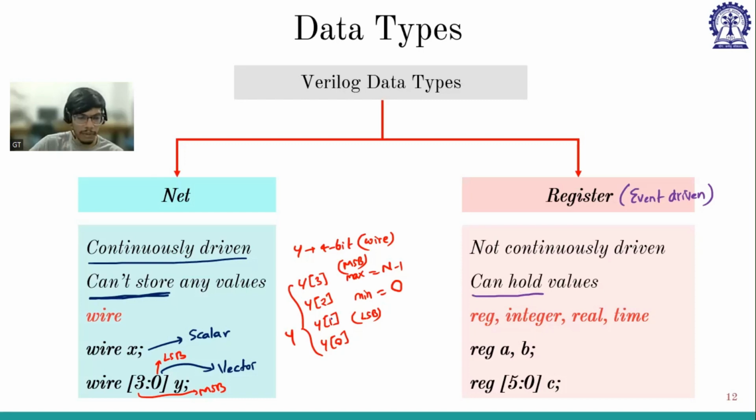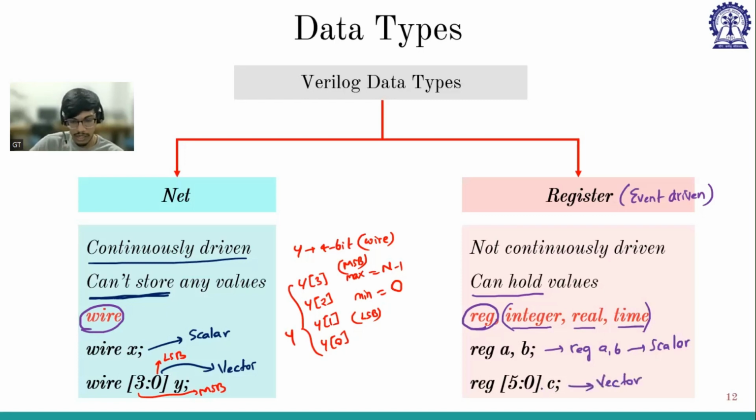So depending upon our use, either we'll use net or we'll use register. It has different examples. One is reg, one is integer, one is real, one is time. These will not be used in this course. The one that we'll be using is reg, and reg and wire will be used throughout this course. Again, I'm defining two variables which are reg. So I'm writing reg a comma b, and these are scalars.